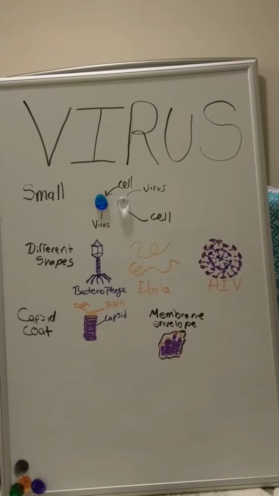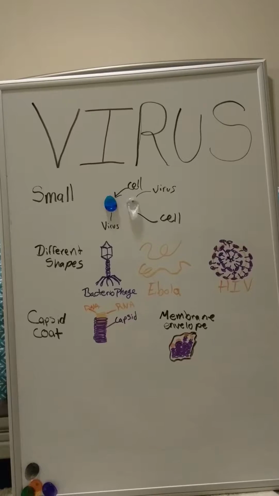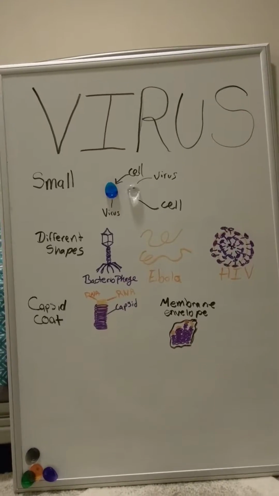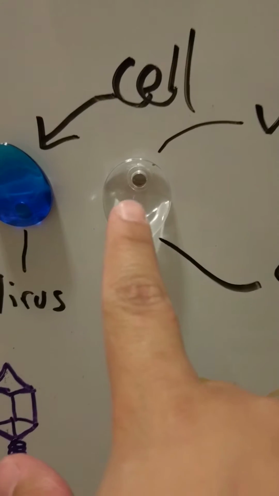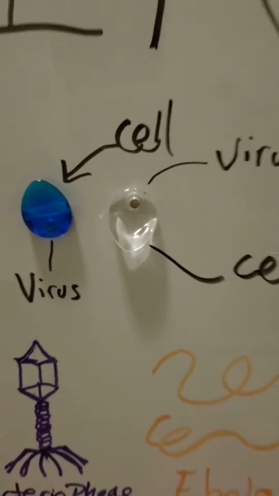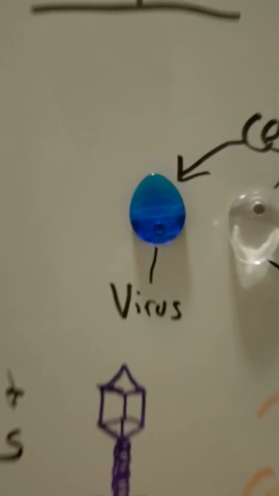Okay, so today I'm going to talk about viruses. First thing we need to know is that viruses are very small. So here I use my magnet as if it was a virus. For example, the dot right there would be the virus, and the surrounding is the cell. Same here on the blue, you have the little dot, that's the virus. The rest is the cell.